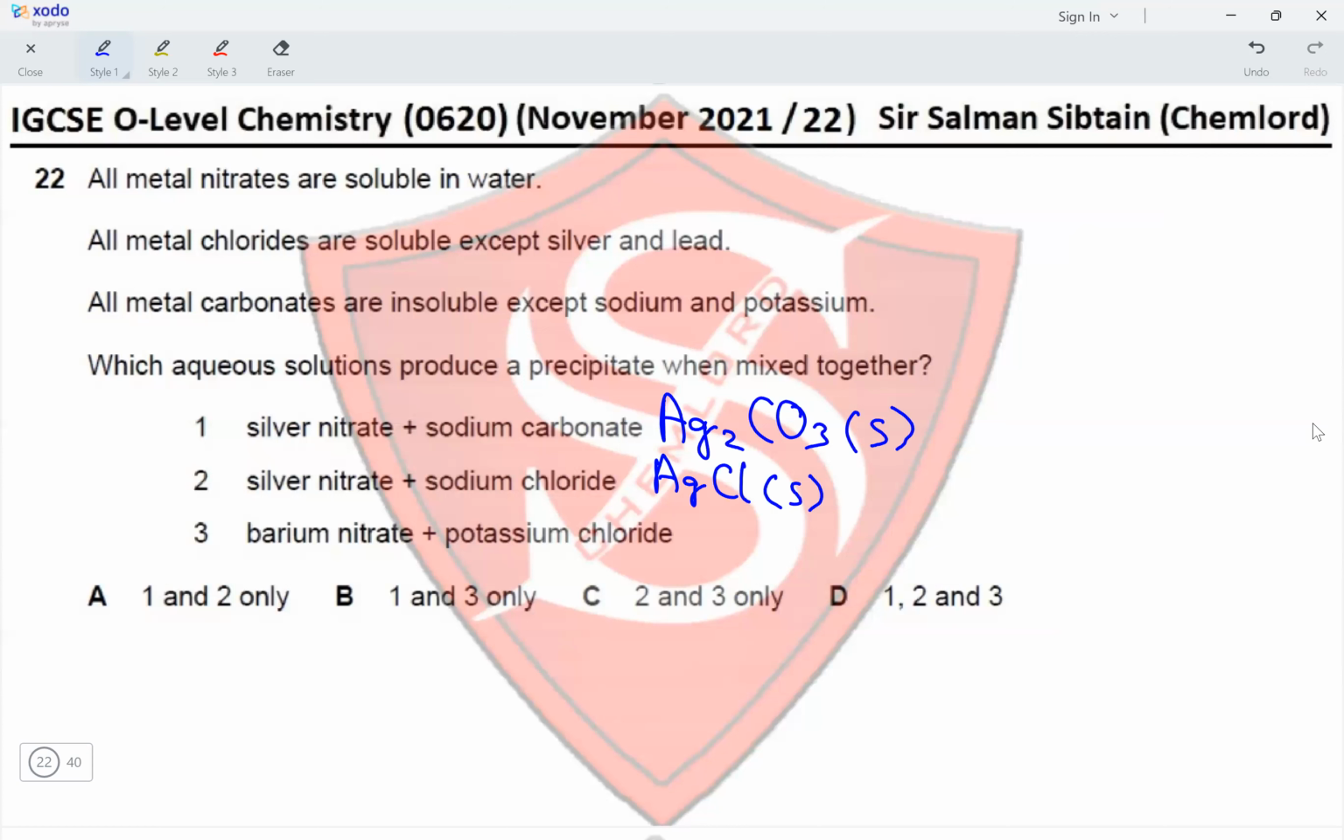Next, we've got barium nitrate, which is soluble, and potassium chloride. When this reaction occurs, we will end up with barium chloride, which would be soluble, and potassium nitrate, which would also be soluble. So no precipitation would be observed in this reaction. Since solutions 1 and 2 produce a white precipitate, option A is the correct option for this question.